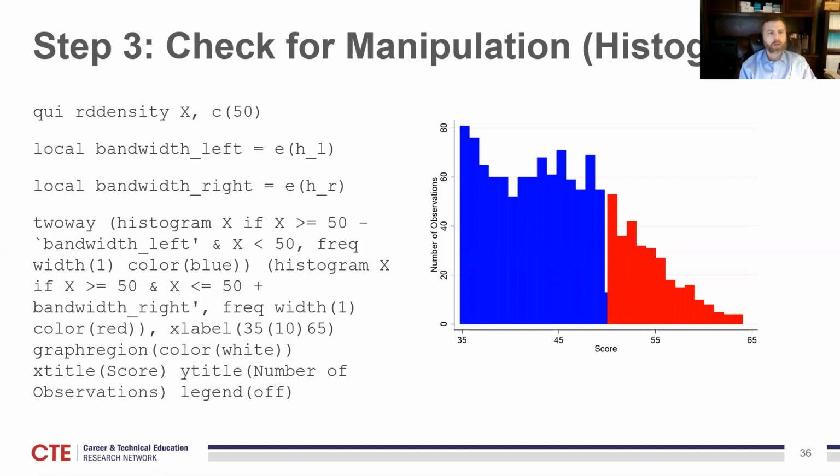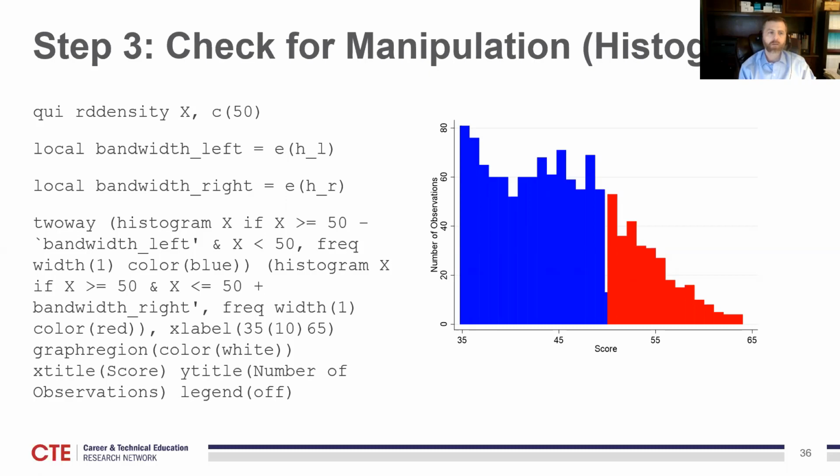So here we're just plotting a histogram showing the number of observations with different values of the rating score. The rating score is on the horizontal axis. The cutoff is still 50.